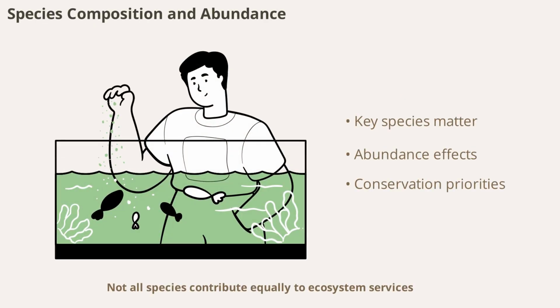Not all species contribute equally to ecosystem services. The identity and abundance of key species can have outsized effects. For instance, a dominant tree species may store most of the carbon in a forest, while a rare pollinator might be essential for a particular crop. Understanding which species are most important helps prioritize conservation efforts.